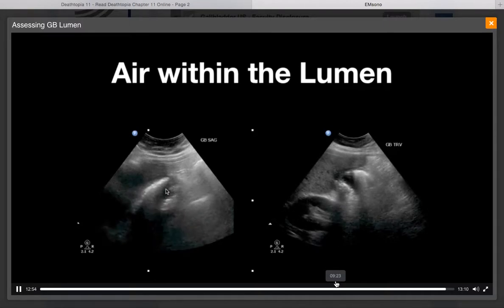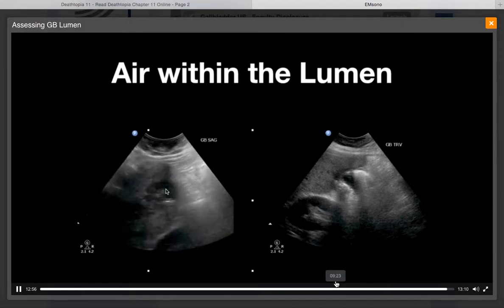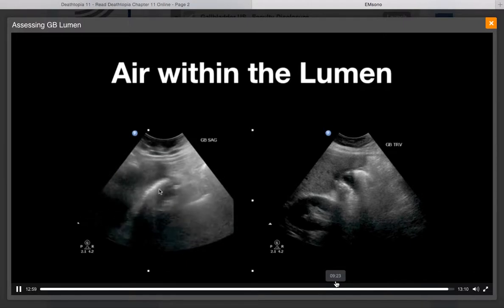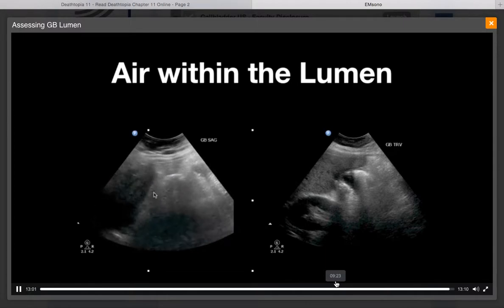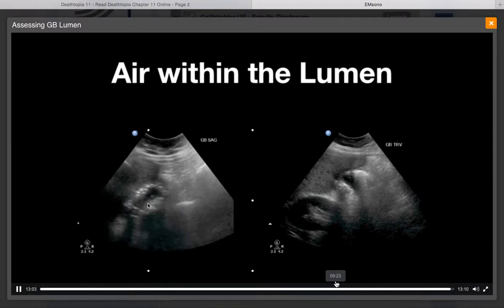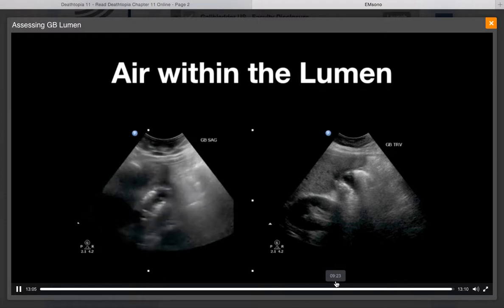This patient underwent emergent cholecystectomy. But again, notice the presence of the echogenic foci anteriorly and the reverberations. This concludes the Assessing the Lumen video.